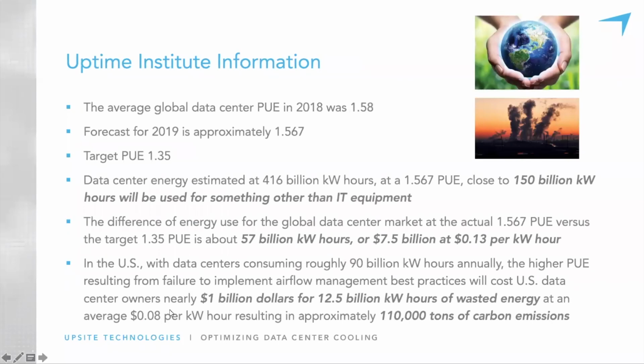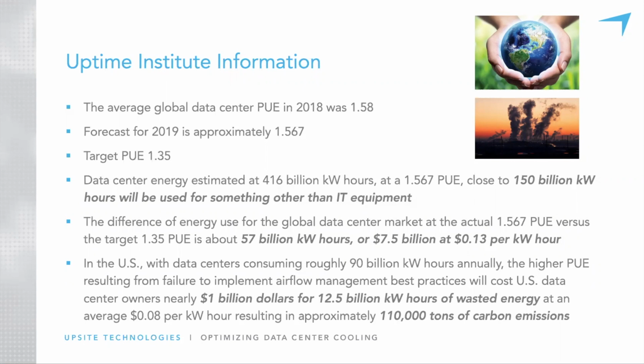Talk about cooling and everything that goes along with this. This was from the Uptime Institute. They produced a publication earlier in the year. This is great information. They said the average global PUE in 2018 was 1.58, and for 2019 it looks slightly lower, with a target of 1.35.